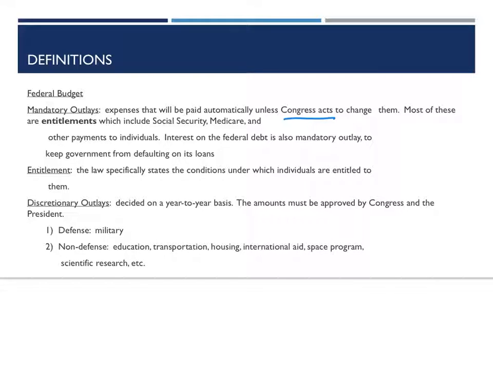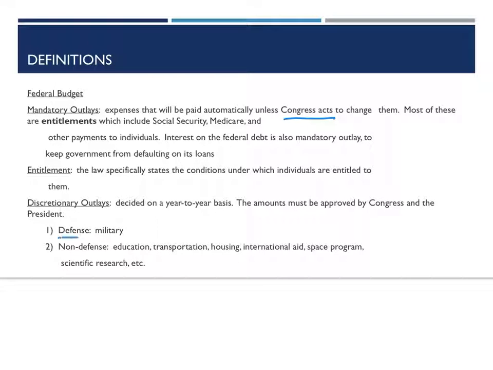Entitlement just means that there's a law specifically addressing who gets that money. So again, they're just talking about Social Security, Medicare. An entitlement isn't a handout. As we learned in just the last section, you are paying into Social Security and Medicare. It's supposed to be your own account. Discretionary outlays, those are the things that they actually argue about in the budget. Those are the things that are decided on a year-to-year basis. That's why these are the things that they're always fighting about.